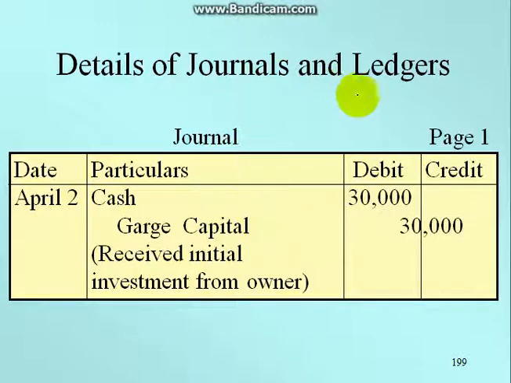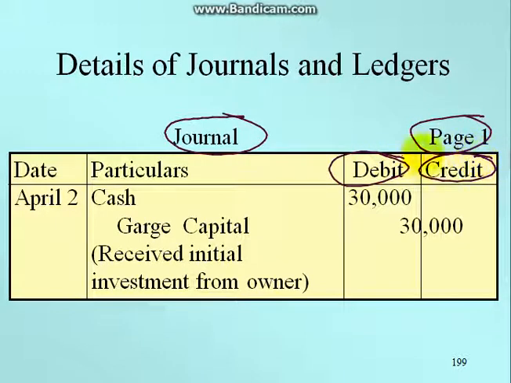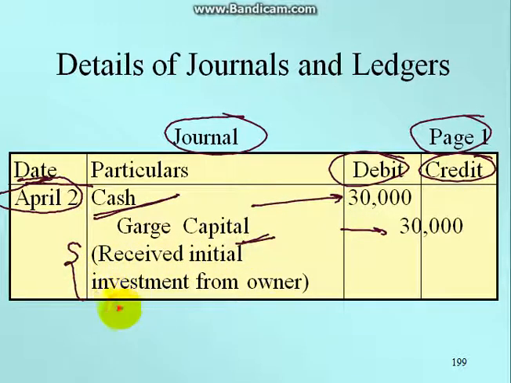So details of journals and ledgers. So this is the journal on page number 1. One side is debit, another side is credit, and here is the date on which the transaction took place. And these are two accounts which are getting affected. One is the cash account and second is the capital account. So this is garage capital 30,000, cash 30,000. Now here is the narration which is mentioned.